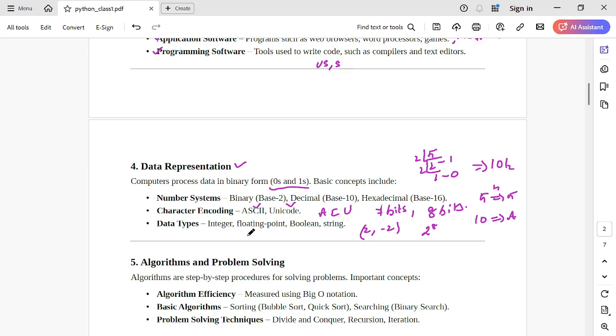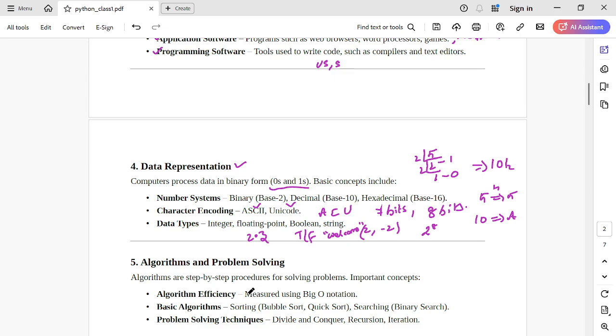So for example, if you represent a 2.3 decimal value, right? This is represented as a floating point value. And then Boolean, true or false, and string, represented as characters, right? So a sequence of characters. So if you represent welcome, that welcome will be represented within double quotes. So these are the data types that are used to represent the data in the programming language.